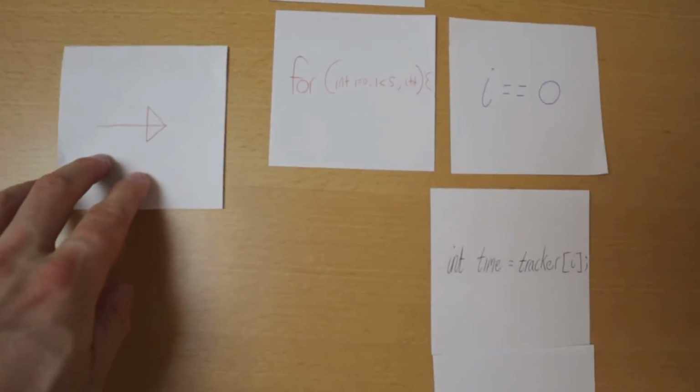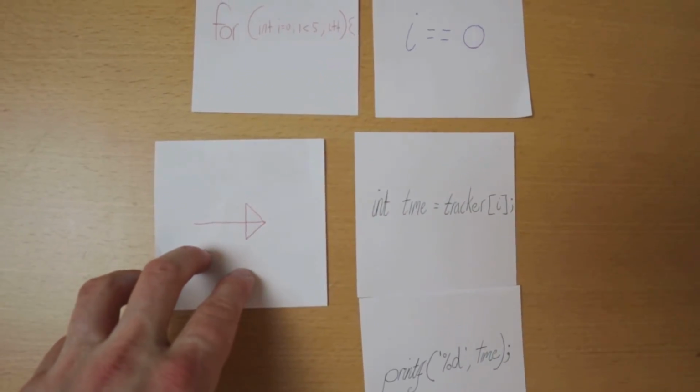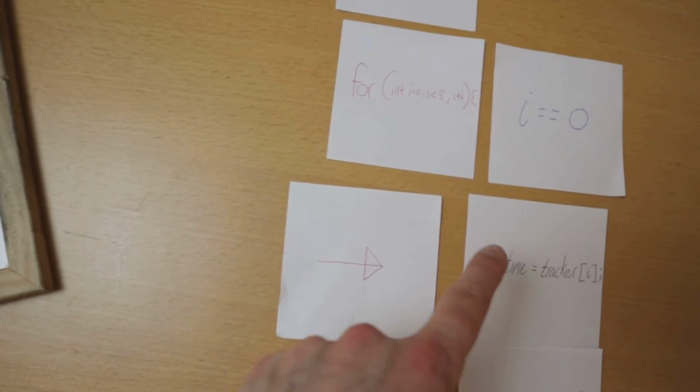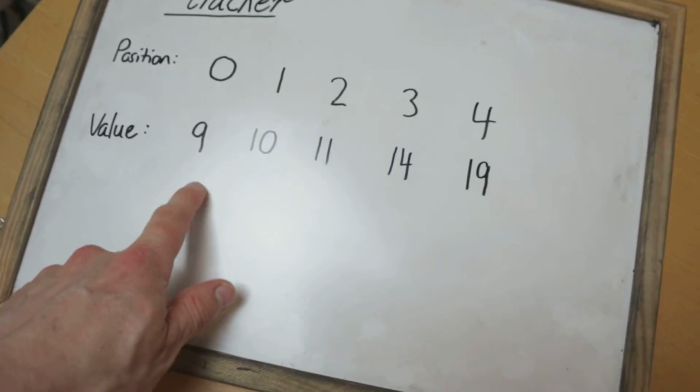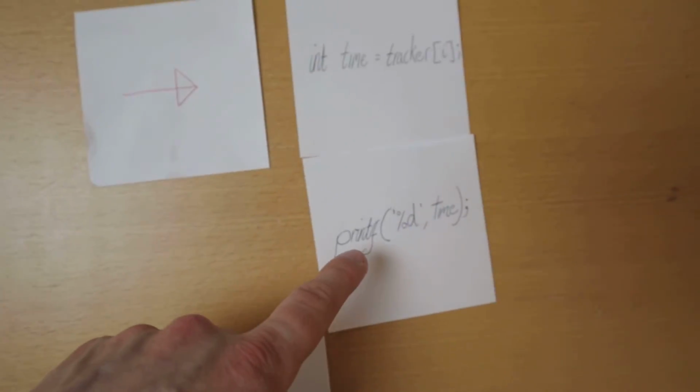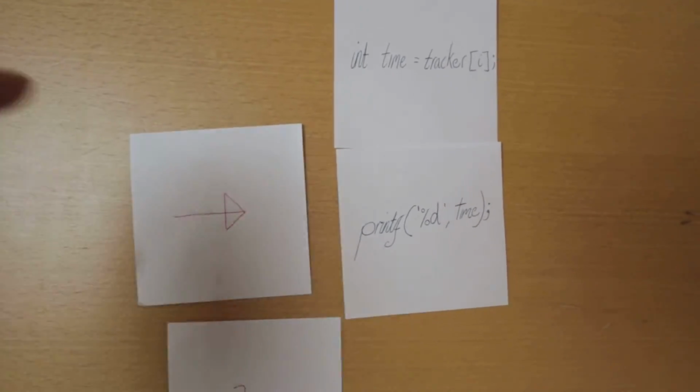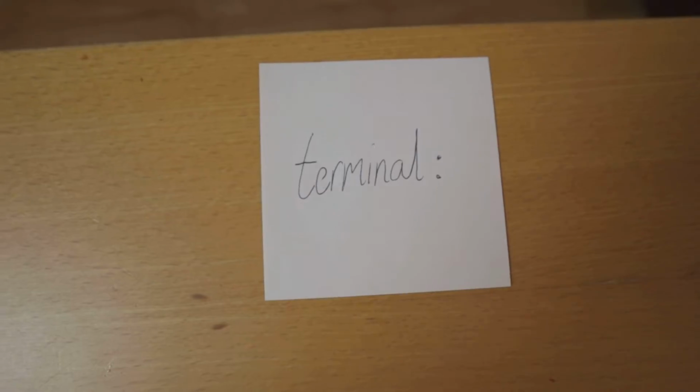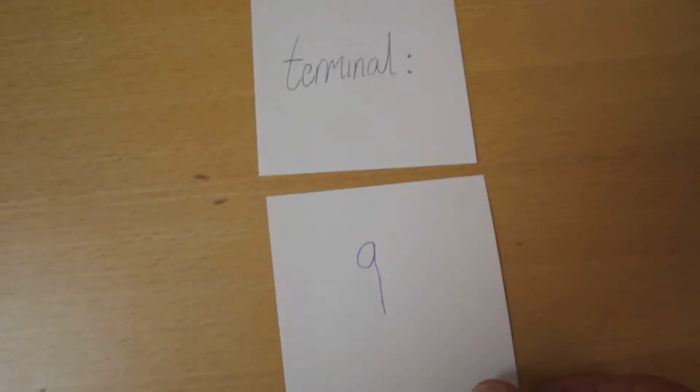Next, we are going to assign the value tracker 0 to time, which has the value 9 within tracker. So time has now got the value 9, and we're going to print that to the terminal. So here's our terminal over here, and we're going to grab the value 9 and output it.